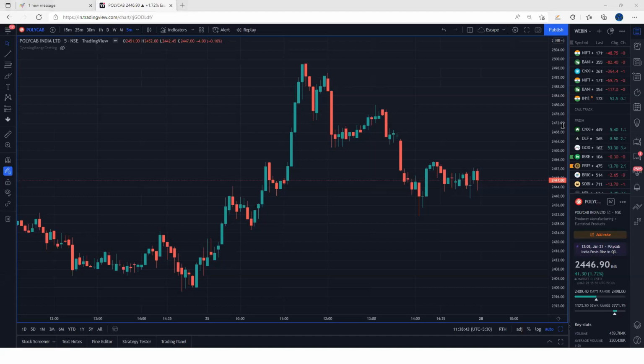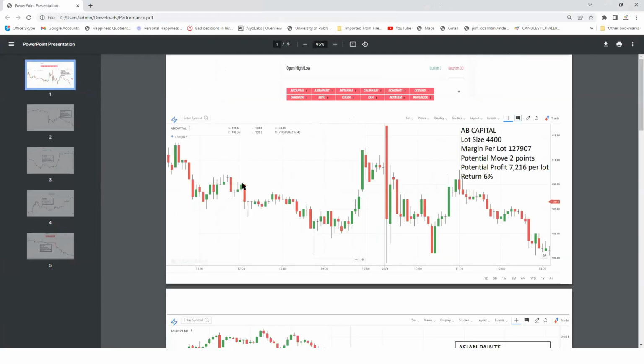Now, let me just show you another. You can see here, this is of AB Capital, right? You can see here, this was a trade entered on 21st, on a lot size of 4,400, right? It is purely an intraday play. Everyone, please remember, it is purely an intraday play, and it's designed to give you, like I said, a good morning trade.